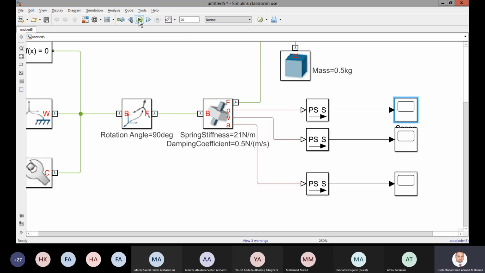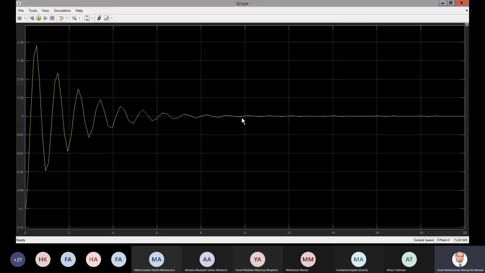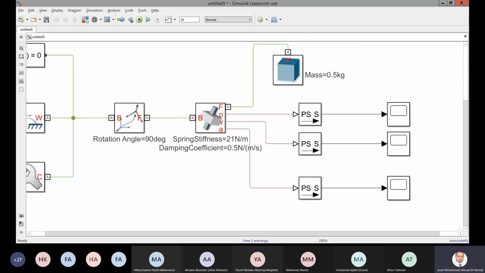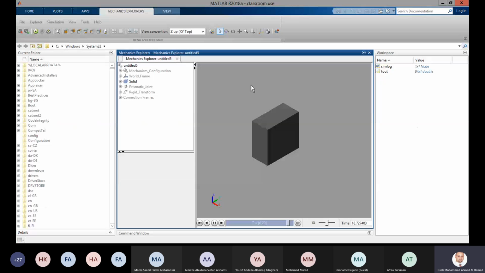And you can run. You can see that after 10 seconds, it will be damped and goes back to rest. If you need to see the physical transformation or vibration, you can switch to this window block. You will have this window and you press on play.